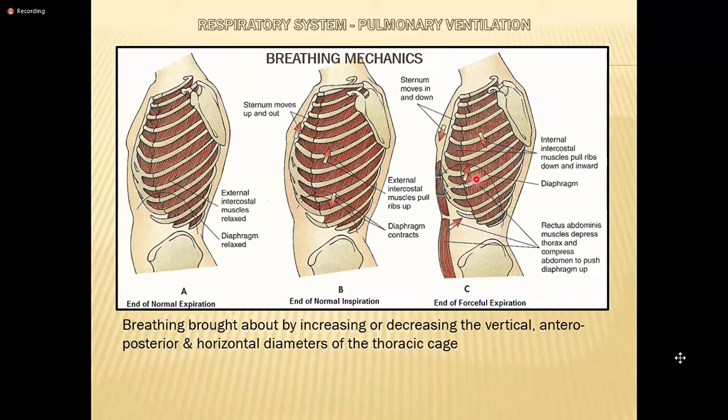If there is a forceful expiration, the rectus abdominis will come into play. It will depress the thorax and push the diaphragm up. So that is the appearance of the muscles of respiration at the end of a forceful expiration.